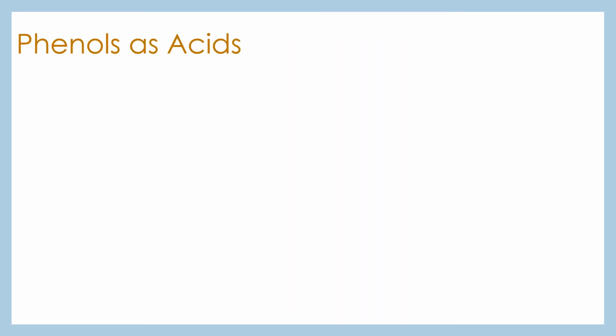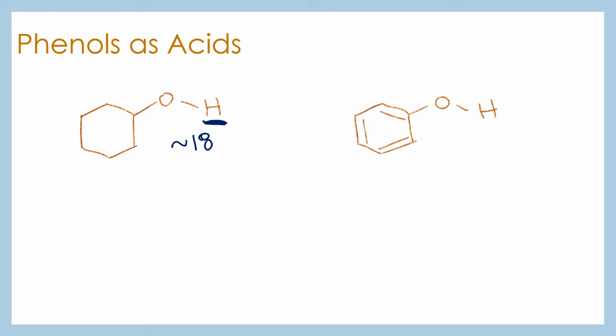Okay, let's take a look at phenols as acids. So this is cyclohexanol. The pKa of the proton on cyclohexanol is roughly 18. This is phenol. The pKa on phenol is around 9.89. So in this case, why do 2 compounds that have the same number of carbons and a very similar structure have very different pKas? And the reason is that the benzene ring in phenol is electron withdrawing.